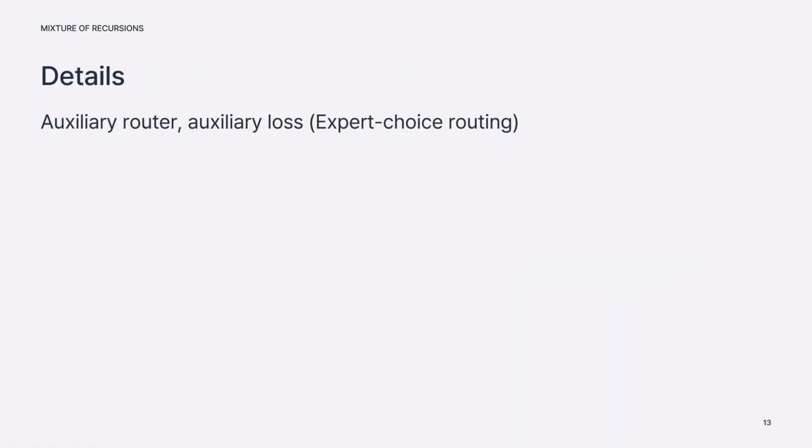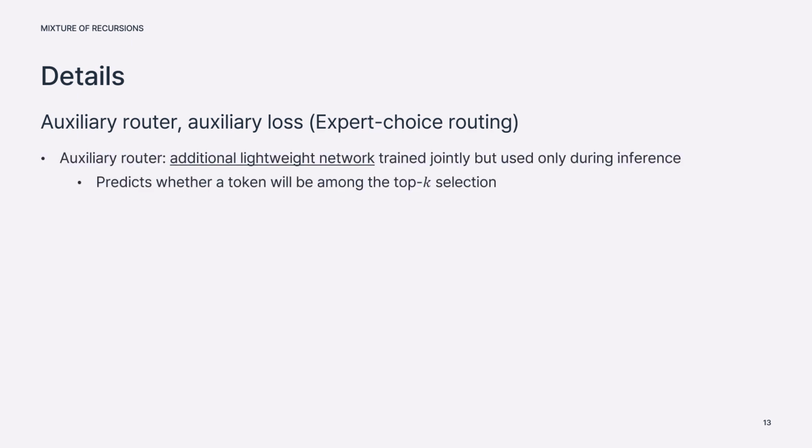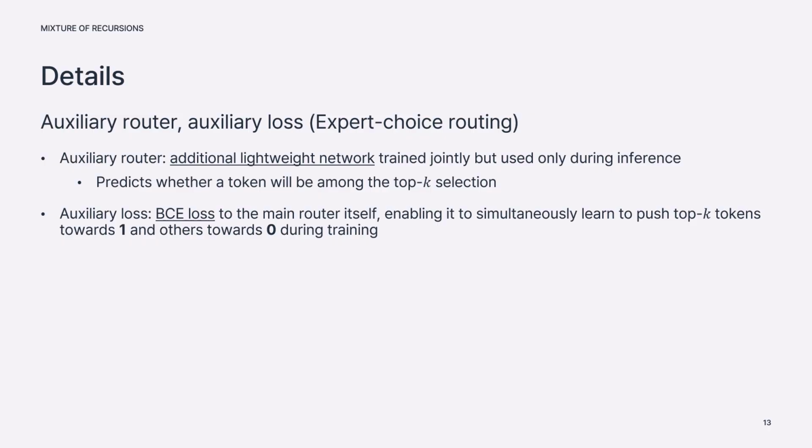There are a few more details in the router. In expert choice, training sees future information, but inference does not, so it creates a train-test mismatch. The authors mitigate this with an auxiliary loss and auxiliary router that teaches the router to make inference-time decisions reliably. So in more detail, the auxiliary router is an additional lightweight network trained jointly but used only during inference. It predicts whether a token will be among the top-k selection. Auxiliary loss is a BCE loss applied to the main router itself, enabling it to simultaneously learn to push top-k tokens towards 1 and others towards 0 during training.